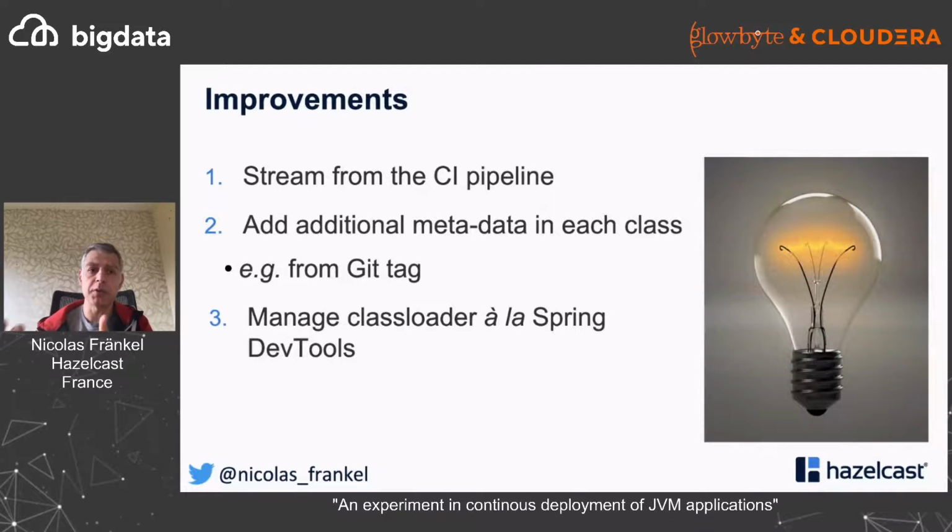So there are some improvements. Of course, in the real world, you wouldn't stream from your computer. You would stream from your continuous integration pipeline. And that's what could be an improvement. So you would just run your continuous integration pipeline, and at the end, you could perhaps not stream, but batch, like push, force those changed bytecodes to your production JVM. If you want to know where your changes come from, then perhaps you could add additional metadata through a class transformer that is part of the instrumentation API.